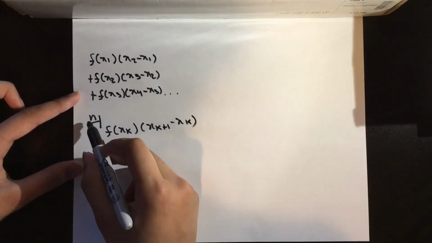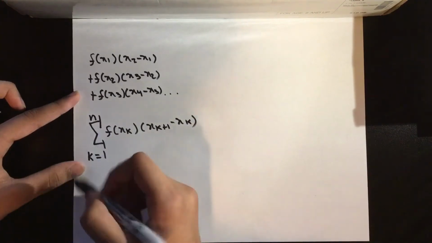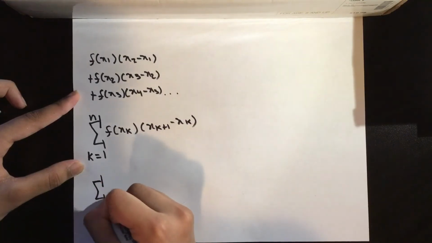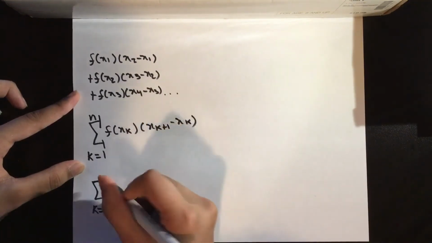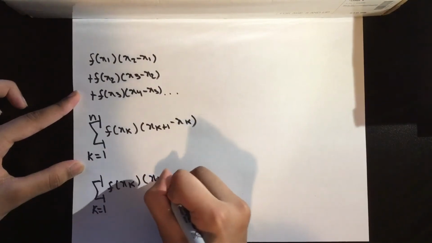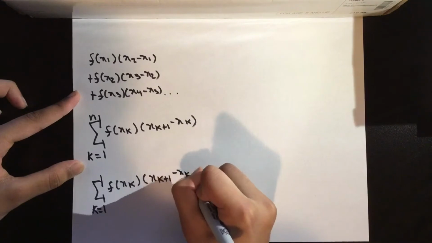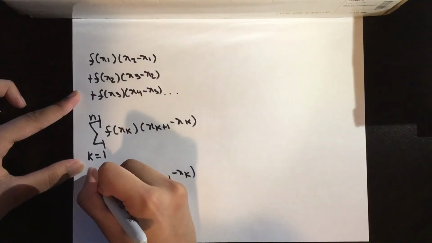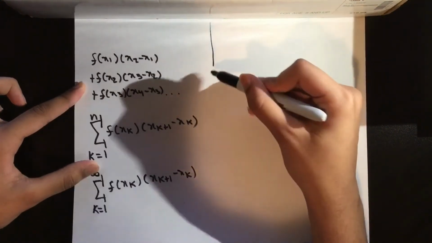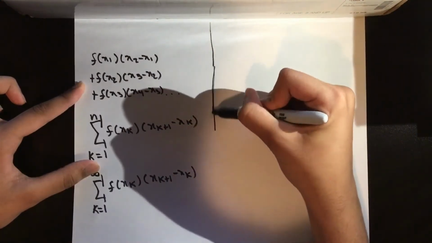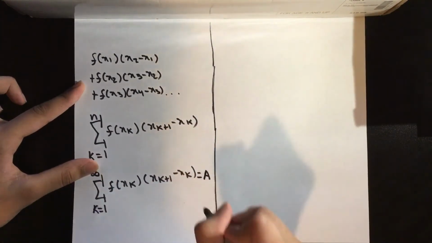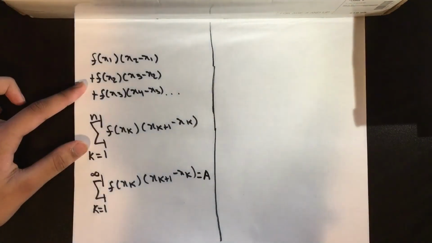So, but we want n to go to infinity, right? Because we want the amount of rectangles to get bigger and bigger. So what we actually write is sigma k equals 1 f of xk times xk plus 1 minus xk. But instead of n, we write infinity here. So as the number of rectangles goes to infinity, as it gets bigger and bigger, we get closer and closer to the actual area. So this equals the actual area. It's not an approximation, it equals the exact area of the function.